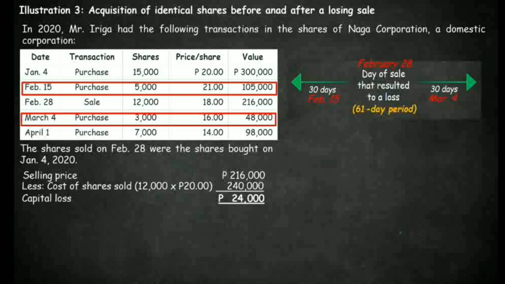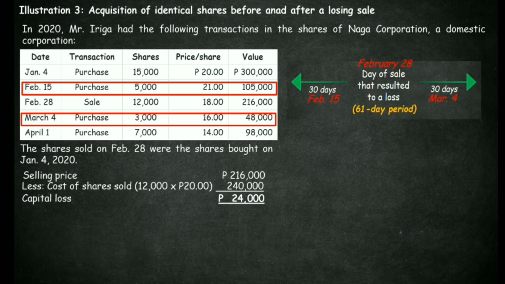The next purchase transaction was on April 1. Ang tanong, pasok ba siya sa timeline ng wash sale? So, the sale was on February 28, tapos etong transaction is on April 1. How many days are there? There are 32 days. So, that is more than 30 days. So, sumobra na siya. So, hindi siya pasok sa within 30 days after the day of the sale that resulted to a loss. So, hindi na siya kasali.